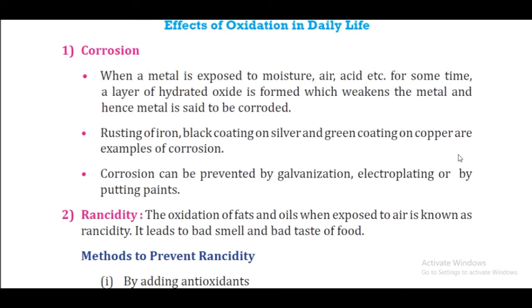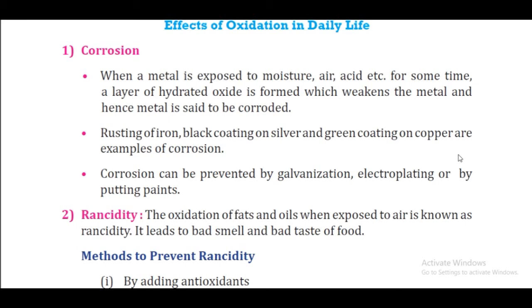Rusting of iron takes place in the presence of both air and water. Black coating on silver takes place due to the reaction of silver with sulfur as silver sulfide is formed. This process is also called tarnishing of silver. A green coating on copper is formed of basic copper carbonate. It takes place due to the reaction of copper with moist carbon dioxide. Clear? So these are some examples of corrosion of metal.